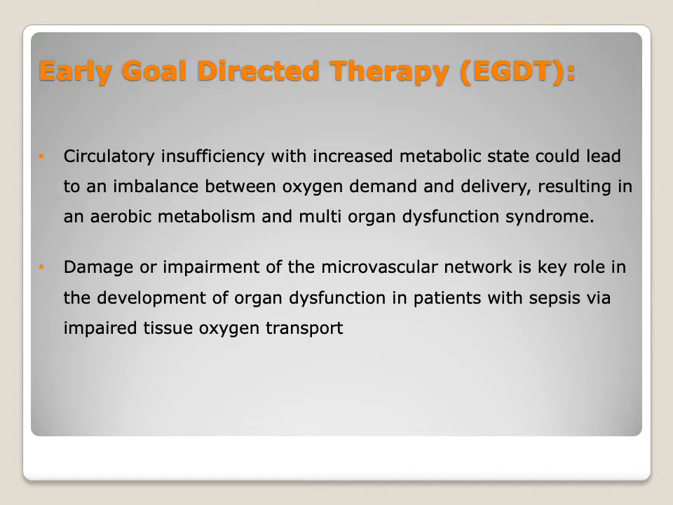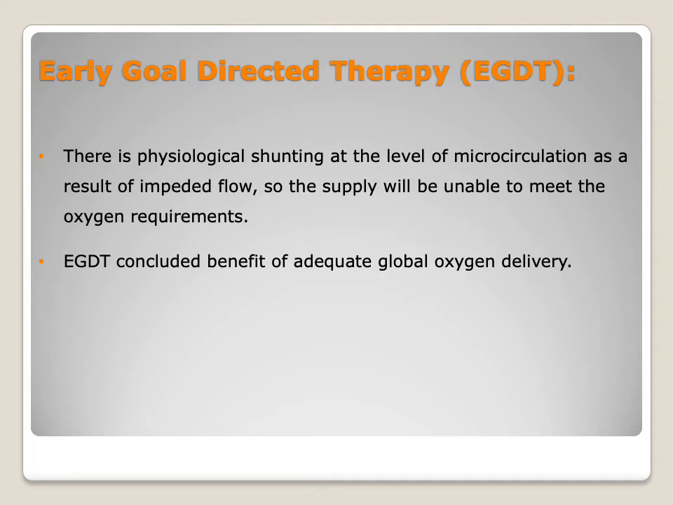The impairment of the microvascular network plays a key role in the development of organ dysfunction in patients with sepsis via impaired tissue oxygen transport. Hence, there is a physiological shunting at the level of microcirculation as a result of impaired flow, so the supply would be unable to meet the oxygen requirement. So the benefit of early goal-directed therapy was adequate global oxygen delivery.